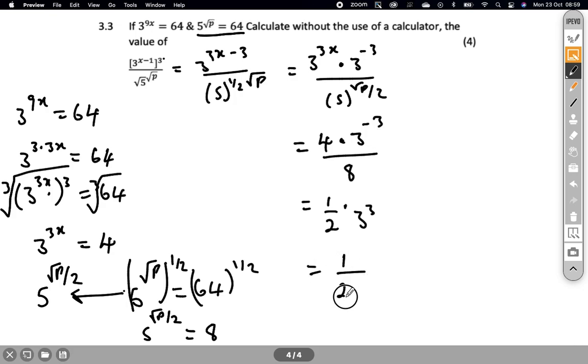So now this is 1 over 2 times 27. So 2 times 27 is 54. Okay.